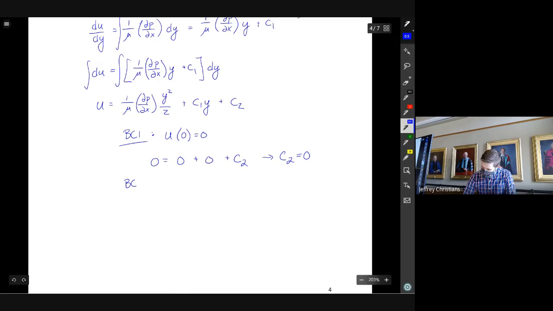Our second boundary condition was at the top plate. So at the top, at D, the velocity is also equal to 0. This one gets a little bit more interesting because now we have to plug in D everywhere that we had y. So we have 0 equals 1 over mu dp/dx D squared over 2 plus c1 D.